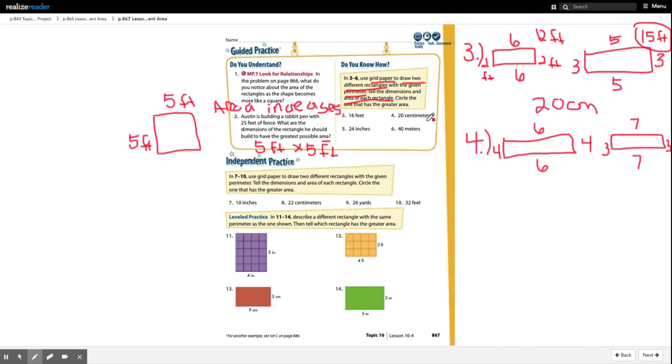We're not done. We have to find our area. We need to find which one has the greater area. So are we going to add now? Good. If you shake your head one more time, we're not going to add. We're going to multiply. So let's take this rectangle first. We have 4 times 6. It's going to give us 24.